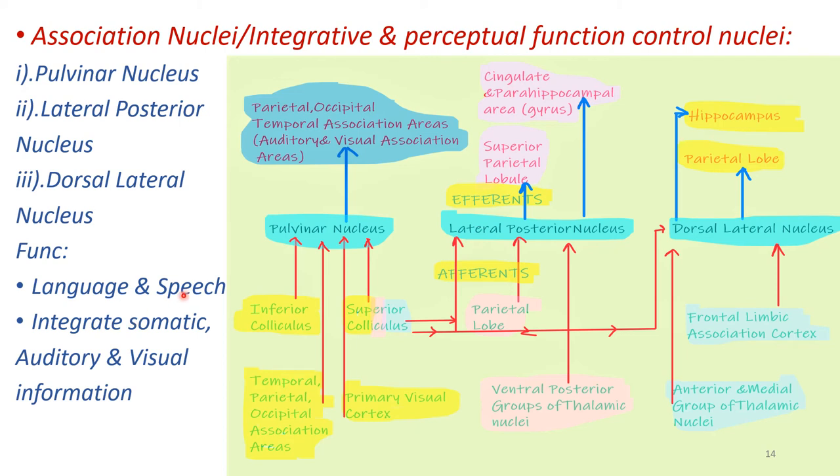are the functions of these nuclei, and they play their part in the maintenance of the function of the human body, that is language and speech. So it's not only that language and speech occur at the main areas in the brain, but the thalamic nuclei also play a major role. Then they integrate somatic, auditory and visual information like the other association areas in the brain. They function in collaboration with the parietal, occipital, temporal association areas as well as the auditory and visual association areas to integrate these functions. So this was about the association nuclei.